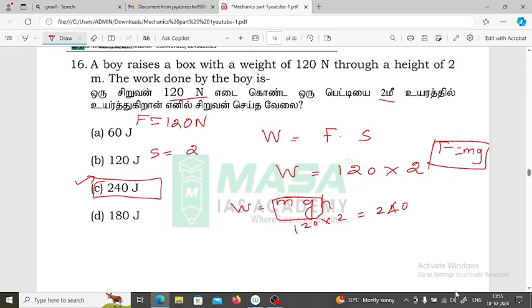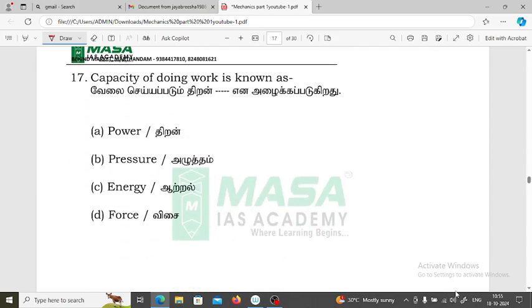Next question. Question number 17. Capacity of doing work is known as. Very simple question. Capacity of doing work is known as energy. Okay. Option C is correct.